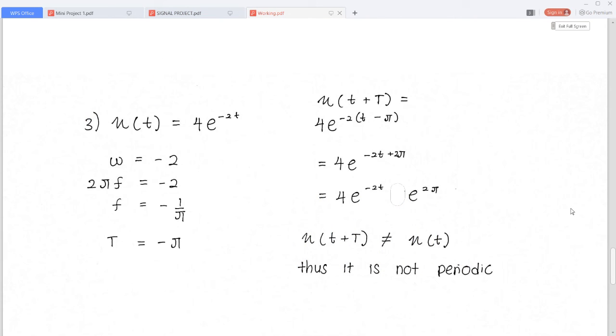The working is pretty simple. You have x(t) equals 4 exponential to the power of negative 2t. You find the period. You can pause the video if you like, but in the last result you can see x(t plus period) does not equal x(t), thus it is not periodic.